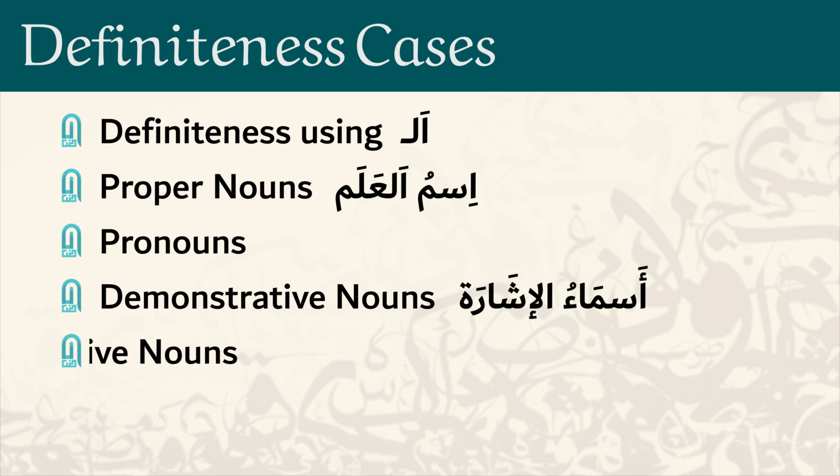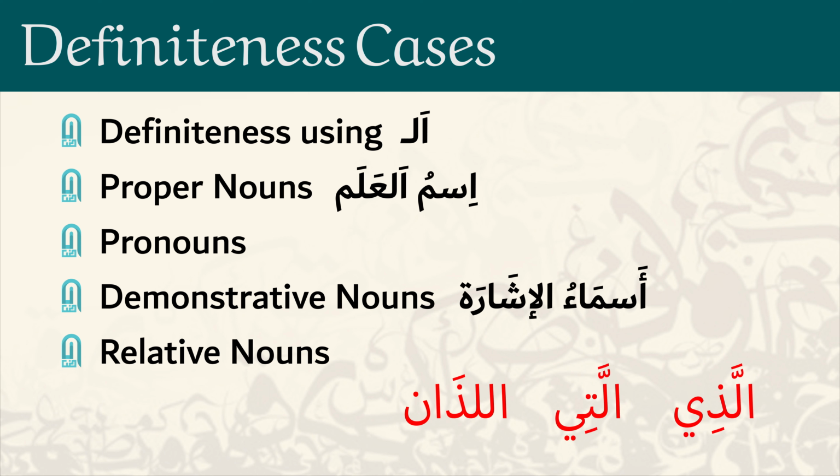Number 5 is the relative nouns. Again, they are nouns in Arabic, not pronouns like in English. الذي, التي, اللذان, اللتان, الذين. And here again we can see the definite article as an original part of the relative nouns.